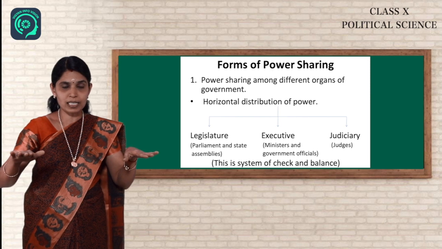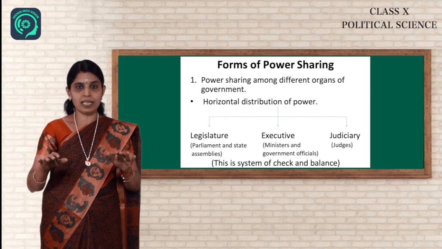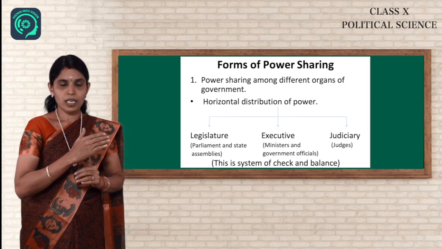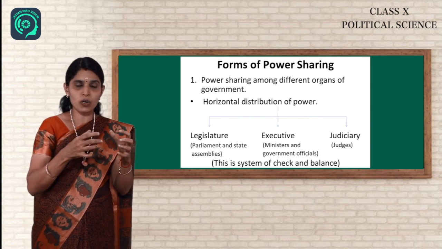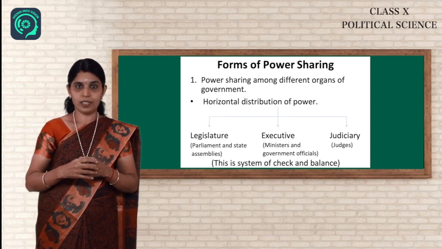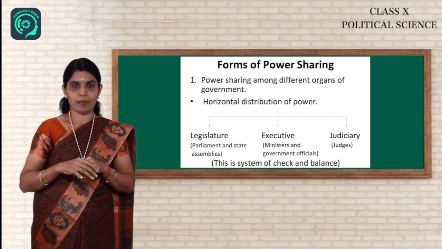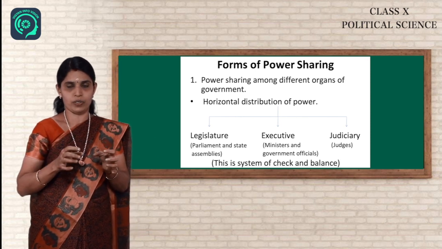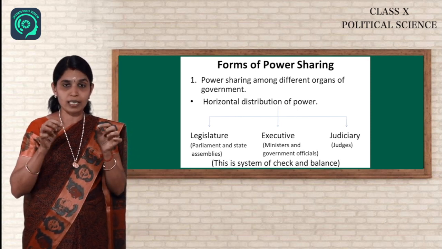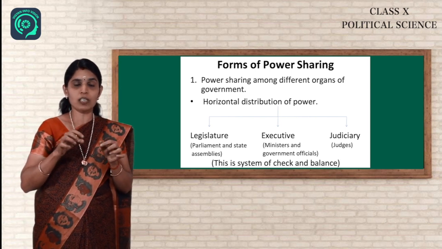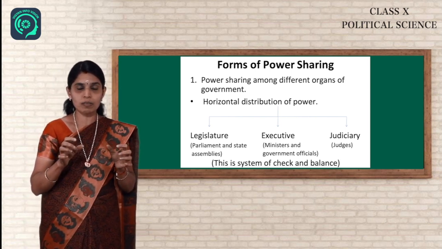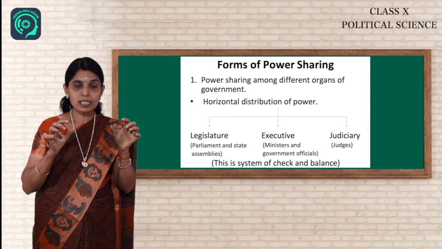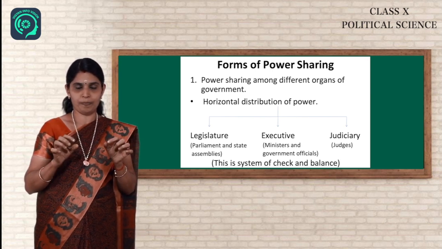Because they are placed at the same level, this type of power sharing is also called horizontal distribution of power sharing. In this form of power sharing, each organ can check the work of others. So there is balance in power sharing. Here we can see that the judges are appointed by the executive. But these judges have the right to check the functioning of the executive and the laws made by the legislature. So this system is also called system of check and balance.